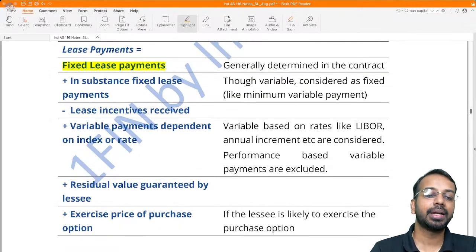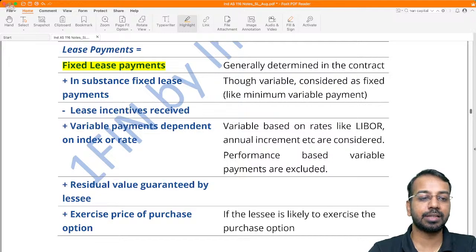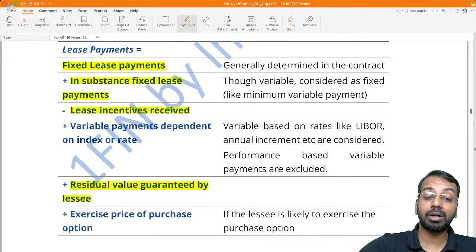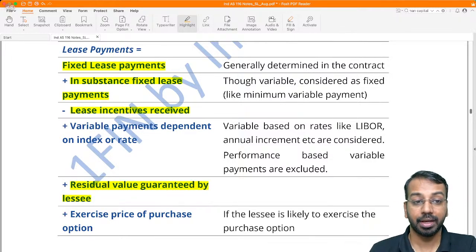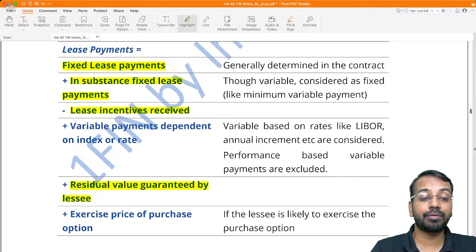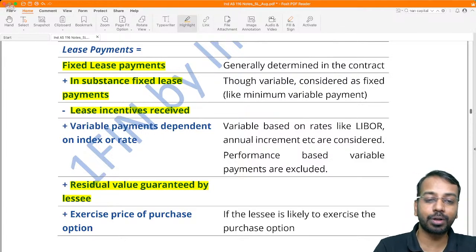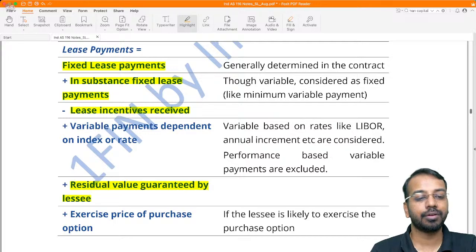It has to be included in the lease payment calculation. So we have understood fixed lease payment, in substance fixed lease payments, then lease incentives will reduce, then residual value guaranteed by the lessee, whatever they have guaranteed, that is included. If they have not guaranteed, this is not included. When we say included, what we mean is when we calculate the present value, we will include that number in our calculation of present value.